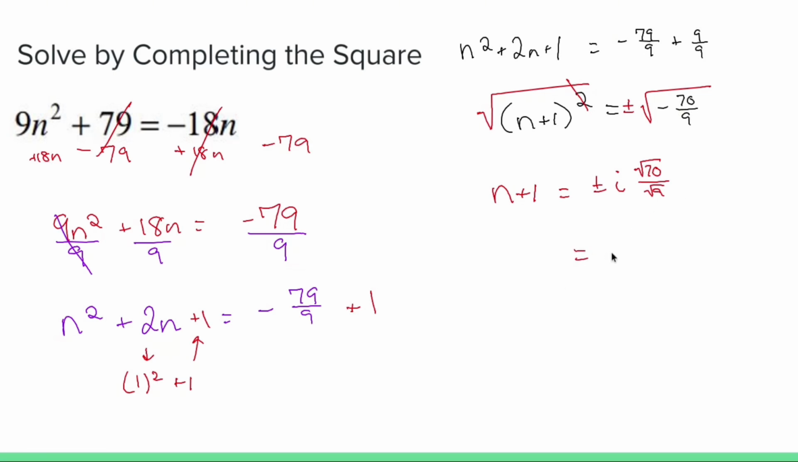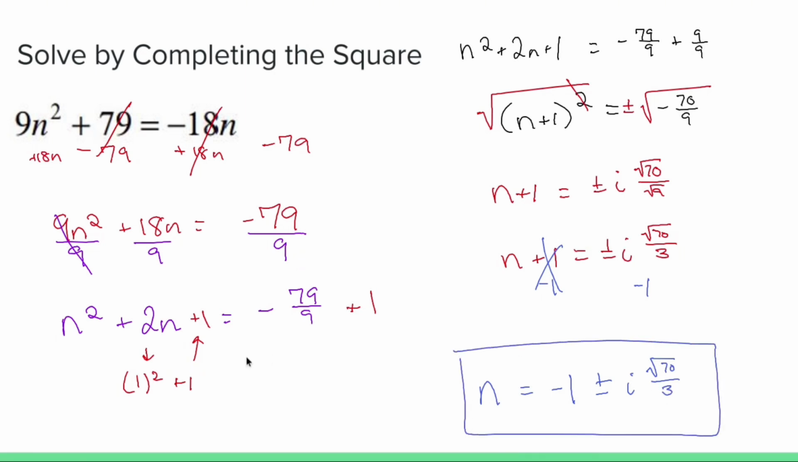Square root of 9 is 3. So I have positive or negative i square root of 70 over 3, and that's going to equal n plus 1. Now I'm not quite done yet because n is not all by itself. So we subtract 1 from both sides, and our final answer is going to be negative 1 plus or minus i square root of 70 all over 3. Horrifying, but that's how you do it.